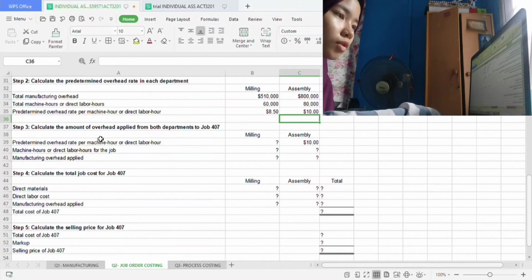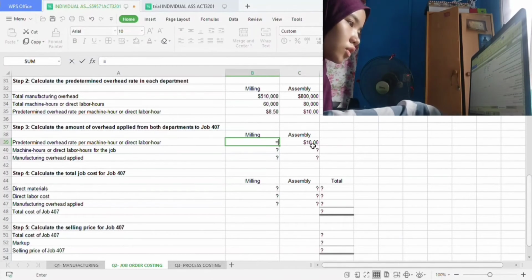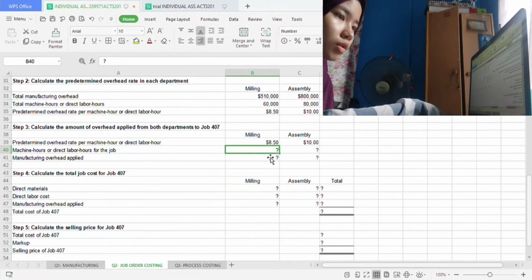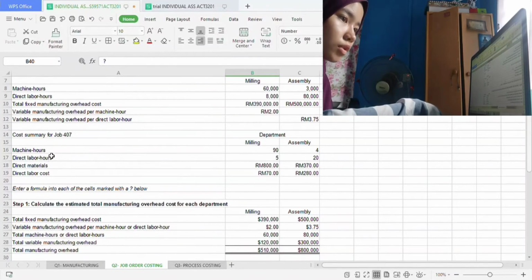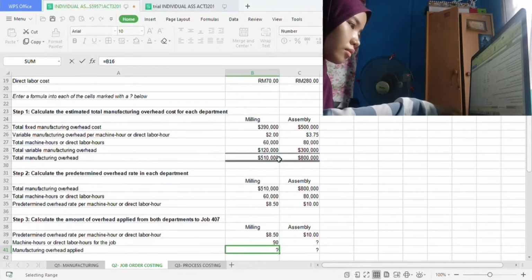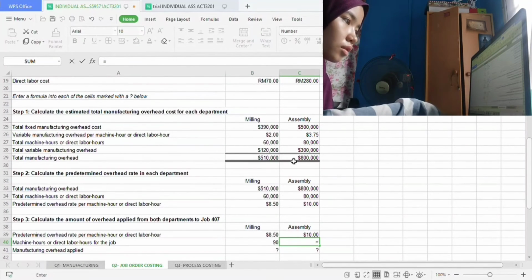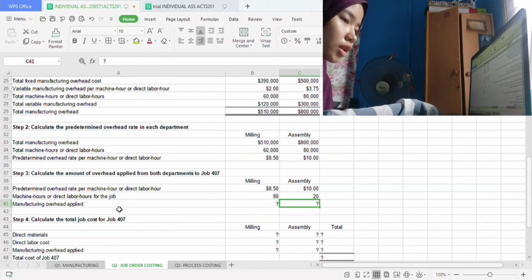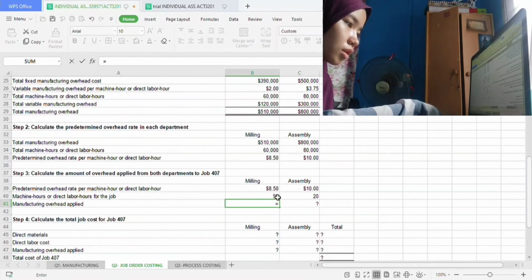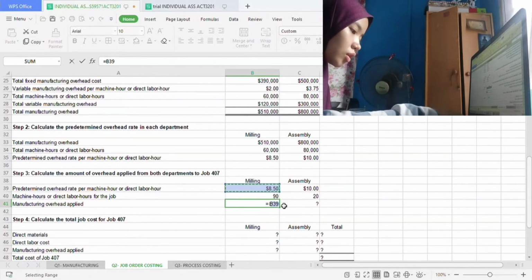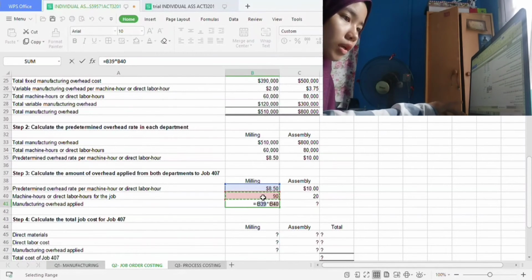Next, calculate the amount of overhead applied from both departments. We insert the predetermined overhead rate per machine hour, and the machine hours or direct labor hours for the job, which we get from this. So to get manufacturing overhead applied, we multiply the predetermined overhead rate per machine hour or direct labor hour by the machine hours or direct labor hours for the job.